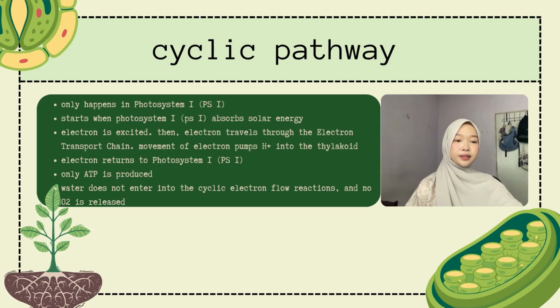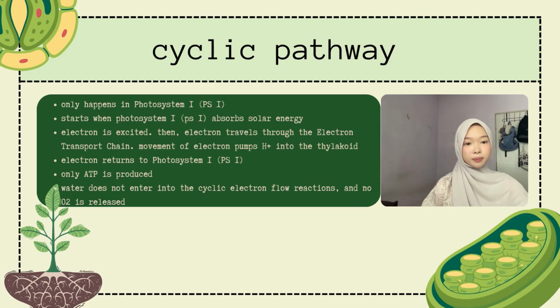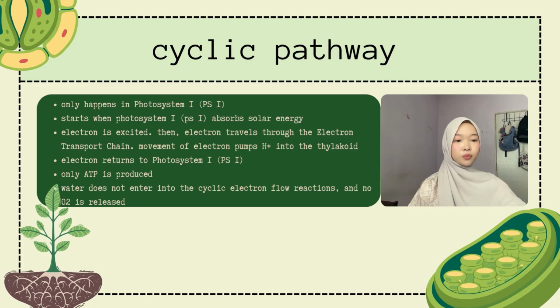The cyclic pathway is simpler compared to the non-cyclic pathway. It involves only photosystem 1. When light energy is absorbed, electrons are excited and move through the electron transport chain. However, instead of being transferred to NADP plus, the electrons return back to photosystem 1. This cycle continues and results in the production of ATP only. No NADPH is produced and water is not split, so no oxygen is released. This pathway is important when the plant needs extra ATP.